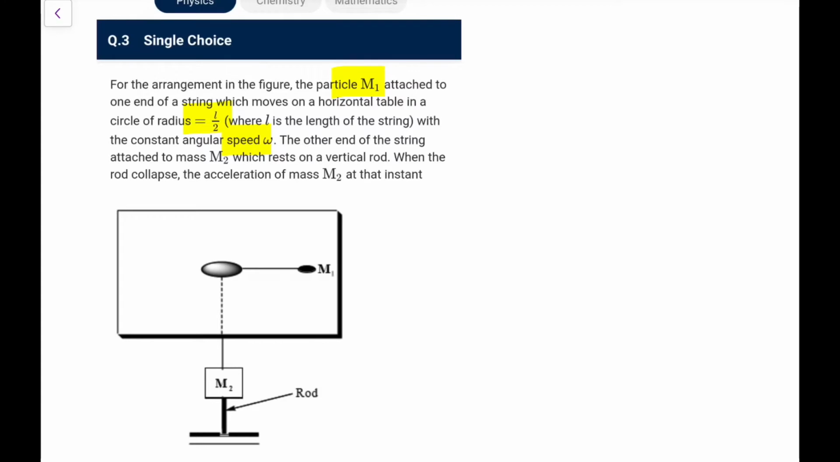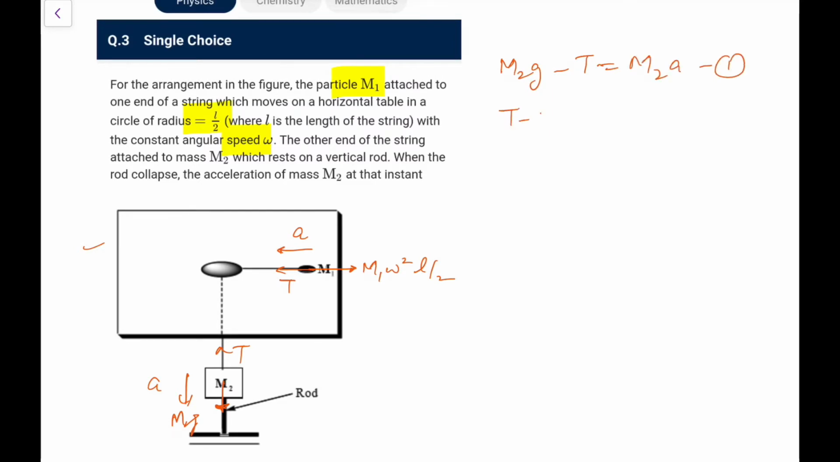As soon as the rod collapses, the tension will also change, and m2 will go down with acceleration a, and m1 will have some acceleration a in the frame of the table. In the frame of the table, at just this moment, the speed was omega and it was going in a circle, so I can apply a pseudo force m1 omega square l by 2. Here it would be T, and here m2g. Applying this, m2g minus T equals m2a, this is my first equation, and T minus m1 omega square l by 2 equals m1a, this is my second equation.